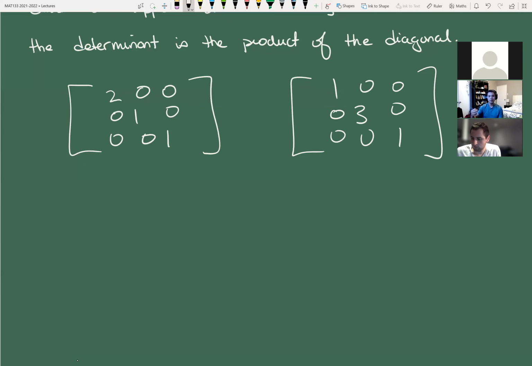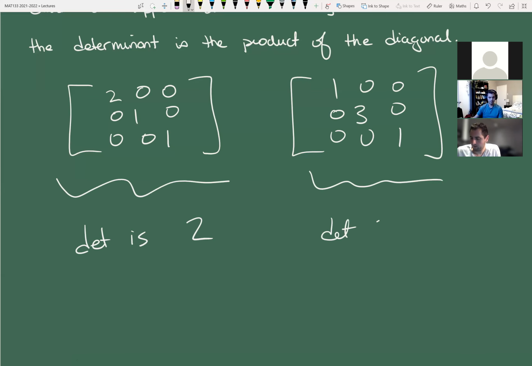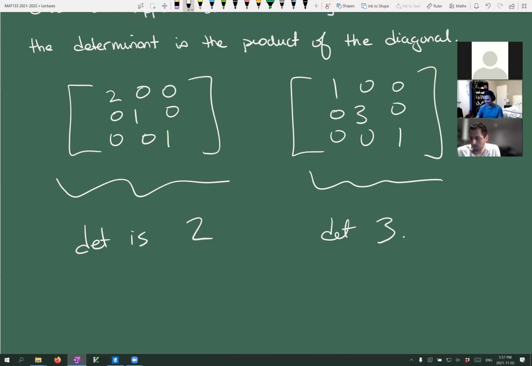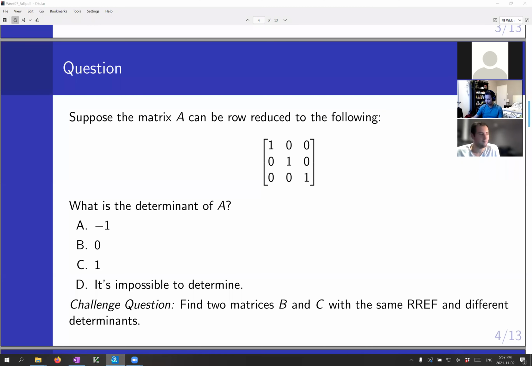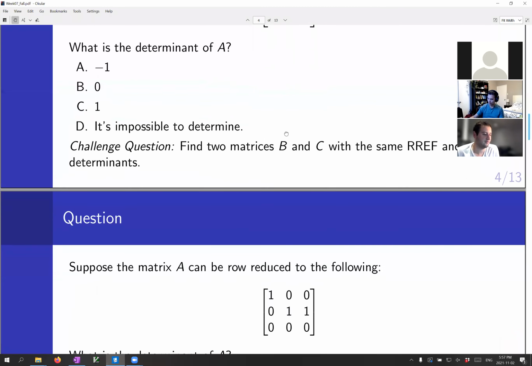What's the determinant of this matrix? 2, perfect. What's the determinant in this case? 3. So here are 2 matrices that both row reduce to the identity, but have different determinants, right? Yeah. Okay, but now, and I know we're running out of time, so I want to do this one really, really quick.